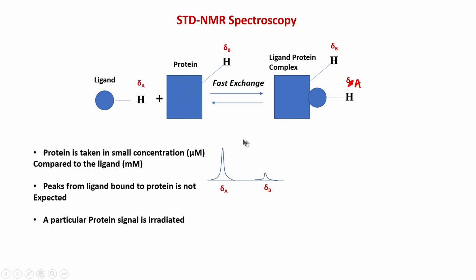This is normally a huge spectrum where everything comes from 0 to 10 ppm, and the ligand also comes from 0 to 10 ppm. So, sometimes, or many a times, it can happen that the signals from the ligand overlap with the protein signal. In such cases, it is very difficult to interpret the data.